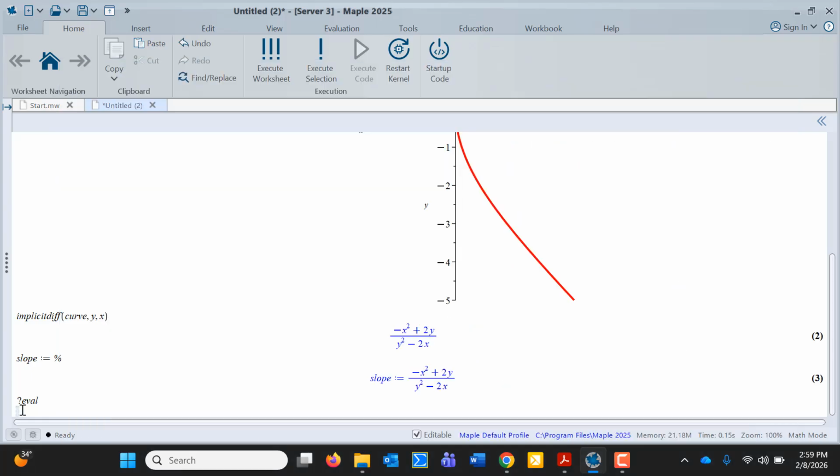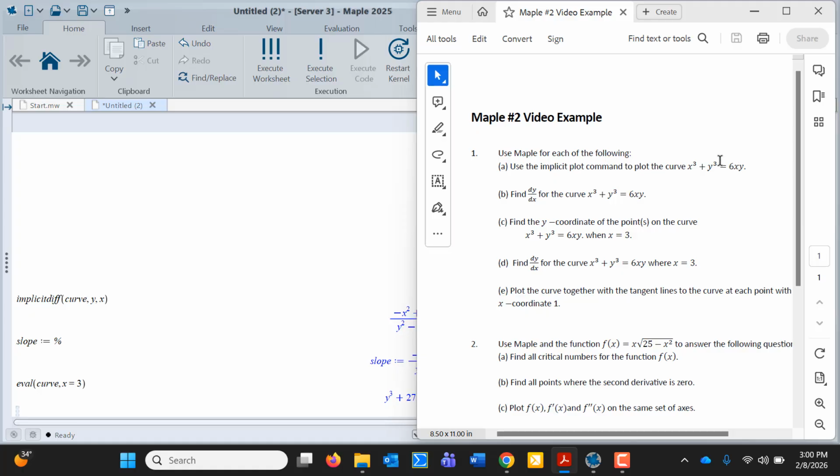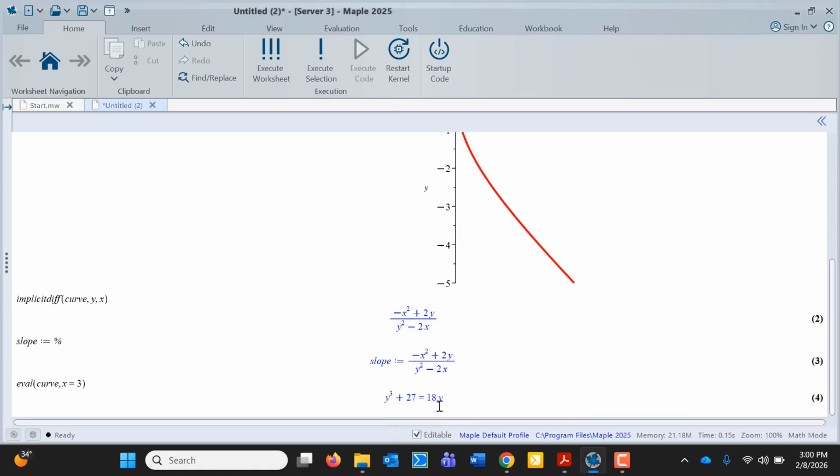I'm going to take away my question mark. We want to evaluate the original curve. So I'm going to type in the word curve when x is 3. Okay, so we're just substituting 3 into that original function or that original curve. Hit enter. There's the cubic equation that you would get if you plugged in 3 into this curve up here. Well, that's not telling me yet what y is. I would need to finish solving that.